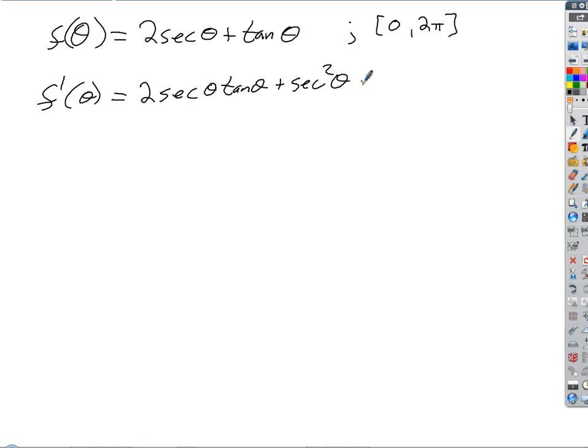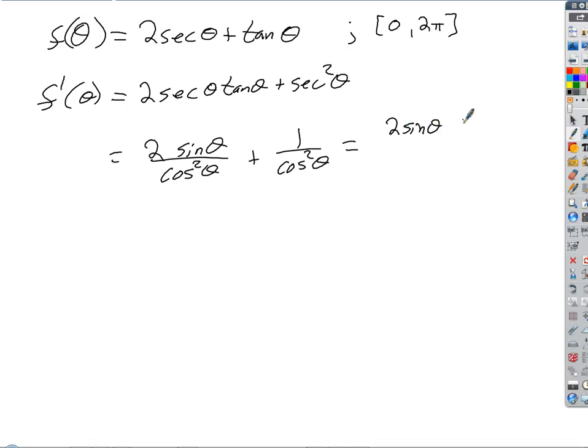Okay. So then we'd end up with secant is 1 over cosine and tangent is sine over cosine, right? So we'd get 2 sine theta over cosine squared theta from the first term, everybody agree? Plus secant squared would just be 1 over cosine squared theta. Well, those are common denominators, right? So we can add this up and just get 2 sine theta plus 1 over cosine squared theta. How about that?